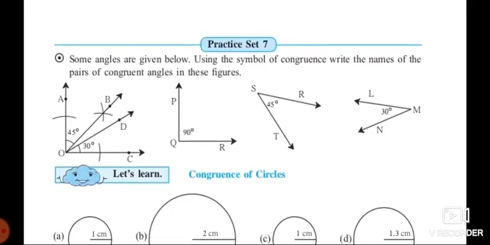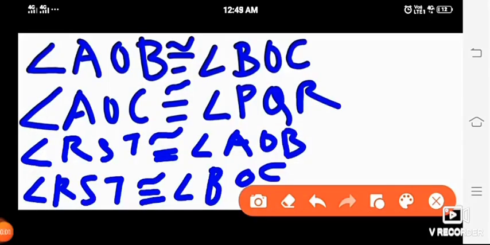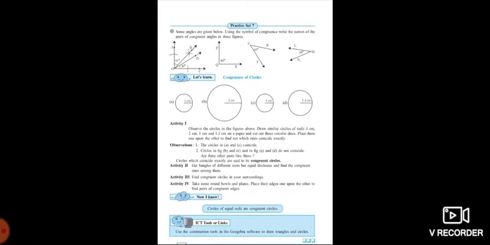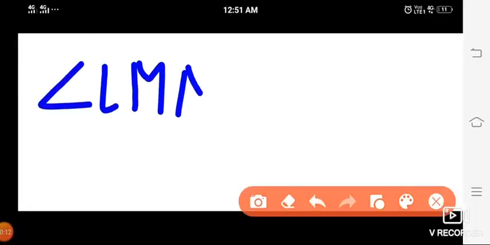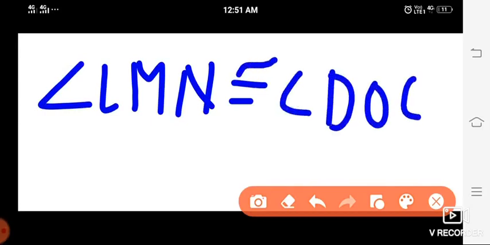So these are the four pairs, and one more. And last, that is, see, we have angle LMN which is 30 degrees. Which is the other angle having 30 degrees? DOC. So this will be our last pair. So I'll write. So students, after writing this 4th pair, we have the last pair, that is angle LMN congruent to angle DOC. So we are going to write angle LMN congruent to angle DOC. So this is the last pair of congruent angles. Therefore we have a total of 5 pairs of congruent angles.